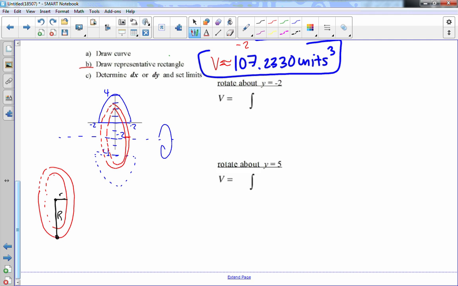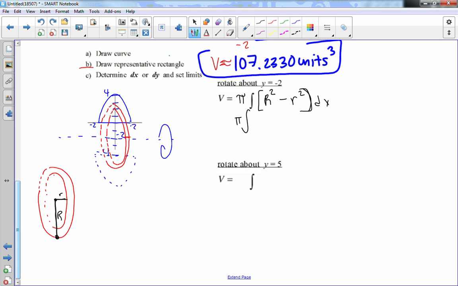Okay, so when we're finding our volume, it's similar. We have a pi, so we're going to have the radius squared, big R, minus little r squared dx. So instead of just finding the area of one circle, we have two circles. We have the outer ring circle and the inner ring circle. Outer minus the inner, so then it will be positive, right?